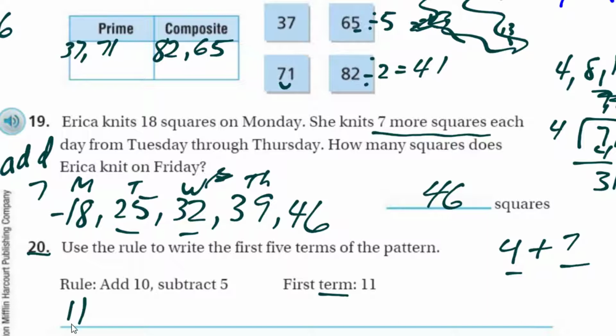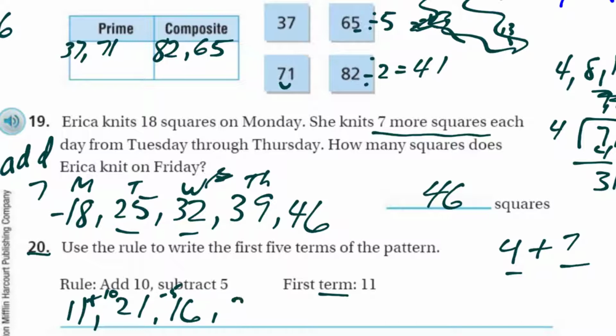Now we have 11. It says I have to add 10. This is the rule. It kind of goes add 10, and then I subtract 5. Add 10, subtract 5. Assuming that's what they're trying to say here. So add 10 gives me 21. Okay, because I've added 10. Okay, and I'm going to subtract 5, so that's 16. Subtracting 5. I'm going to go back to the add 10.